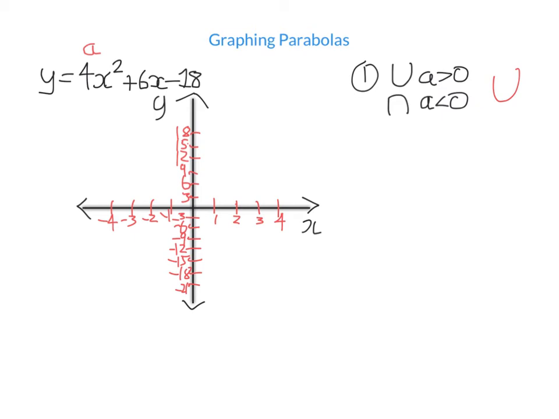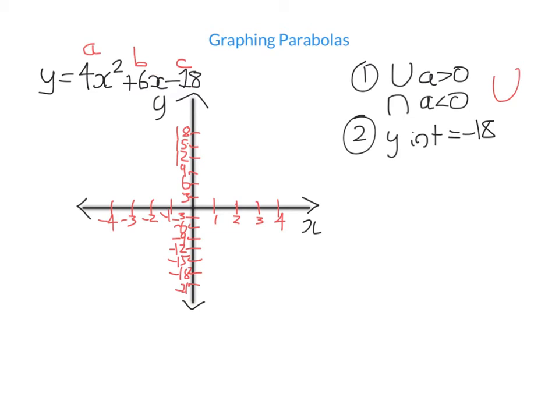So secondly, I look at the y-intercept. So the y-intercept is just c, the constant. So remember, a the coefficient of x squared, b the coefficient of x, and c the constant term. Here, the constant term is minus 18, so the y-intercept is minus 18. Minus 18 is the y value when x equals 0.